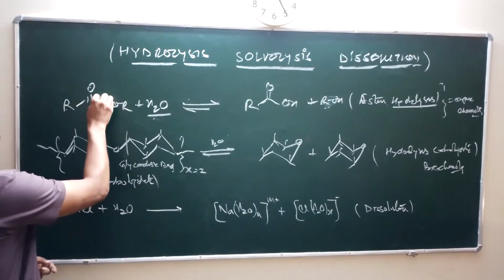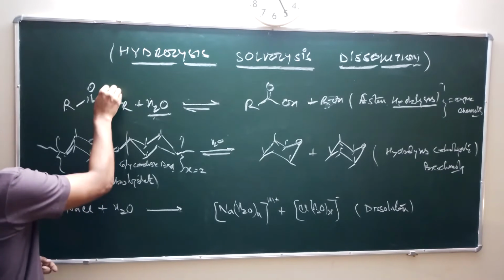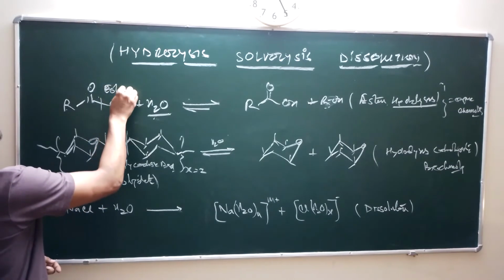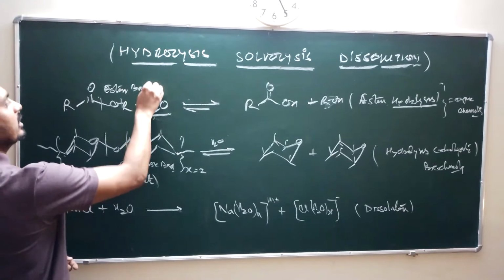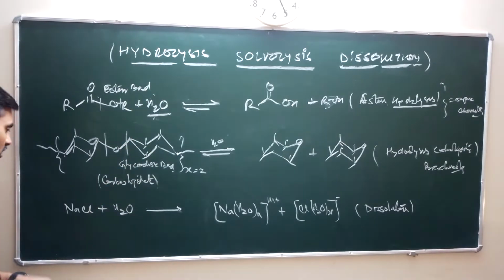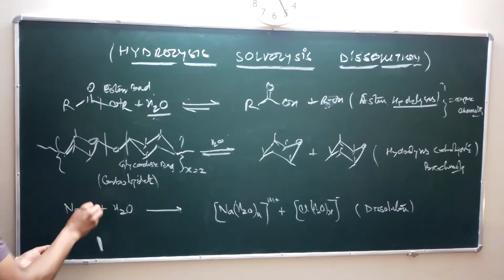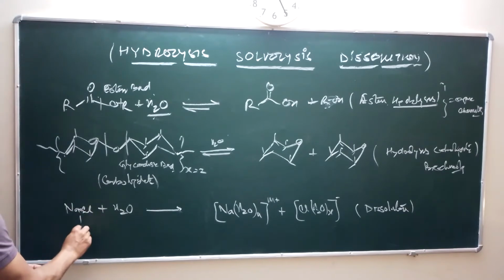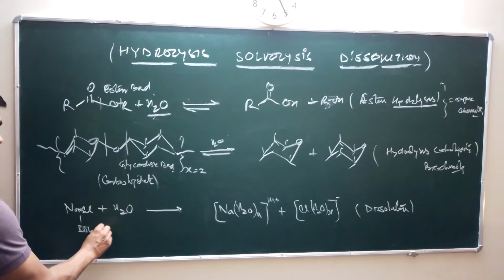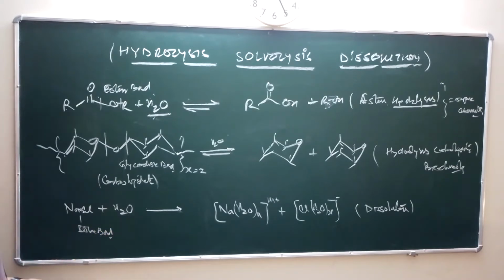What is this bond called? Ester bond. This is called an ester bond. This is called a glycosidic bond. And what bond is involved here? Ionic bond. This is what? Ionic compound. So it is linked with an ionic bond. Okay. This is linked with an ionic bond.